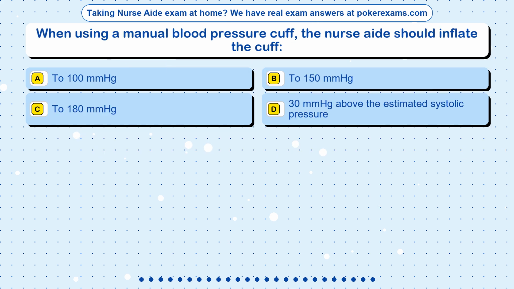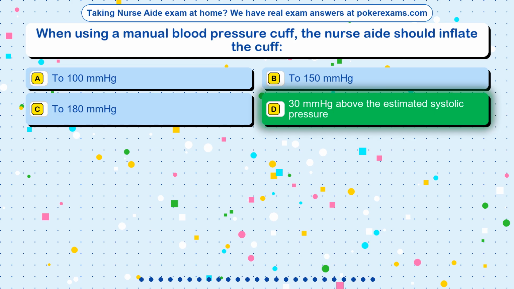Question 12. When using a manual blood pressure cuff, the nurse aide should inflate the cuff. Option A, to 100 mmHg. Option B, to 150 mmHg. Option C, to 180 mmHg. Option D, 30 mmHg above the estimated systolic pressure.